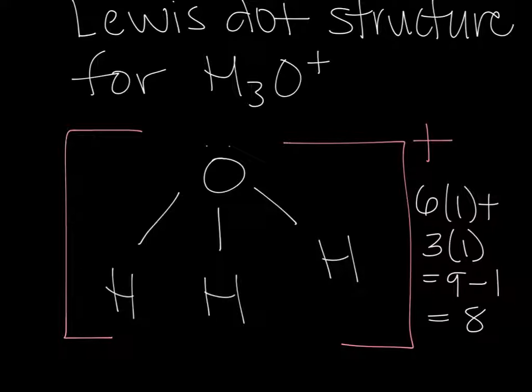So now you have 2 electrons here, another 2 here, and another 2 here. So you have 6 in bonds, and then you have another 2 up top. And then you bracket the whole thing, and then you add the positive, because that's the ion. And that is it for our Lewis dot structure for hydronium.